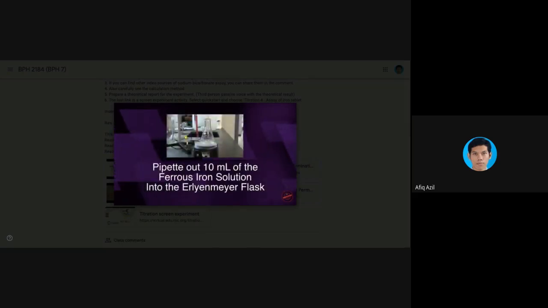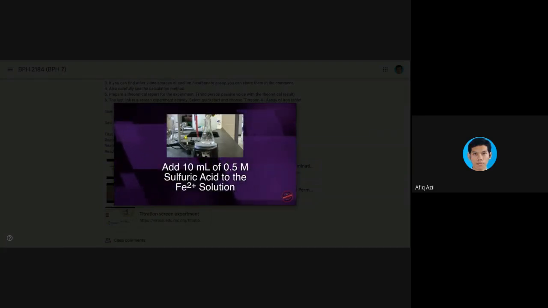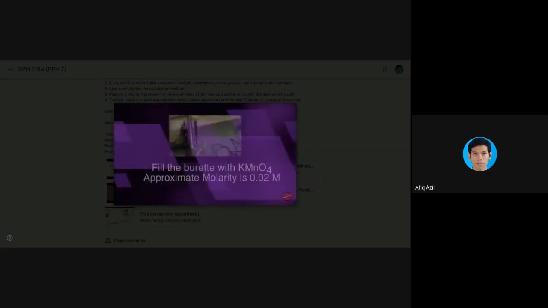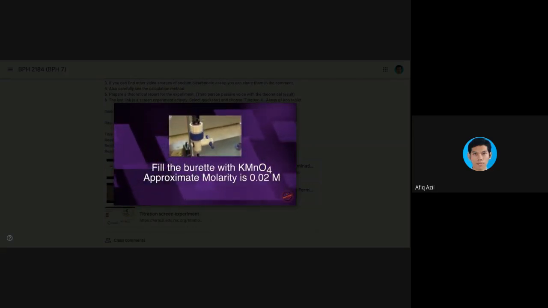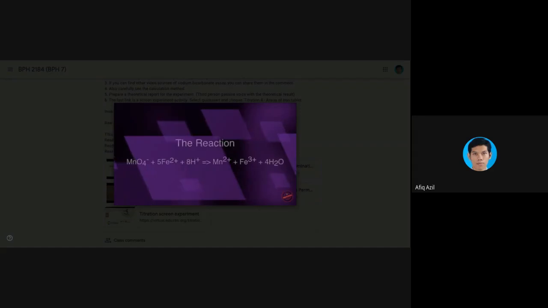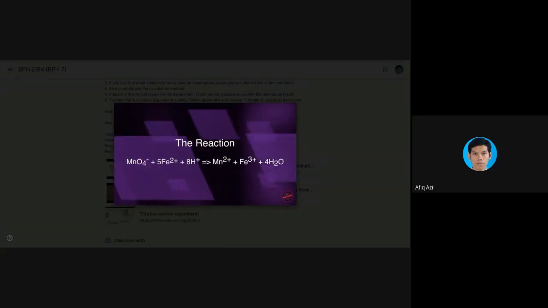Pipette out 10 ml of the ferrous iron solution into an Erlenmeyer flask. Add 10 ml of 0.5 molar sulfuric acid to this solution. Fill the burette with the potassium permanganate solution. This is the reaction on which the lab is based.